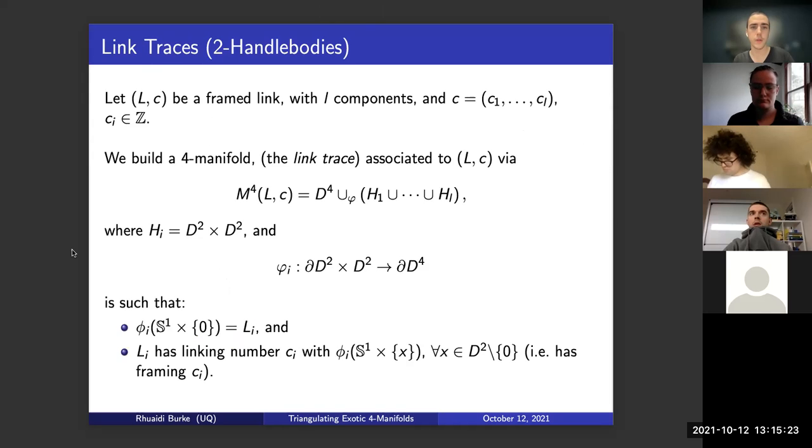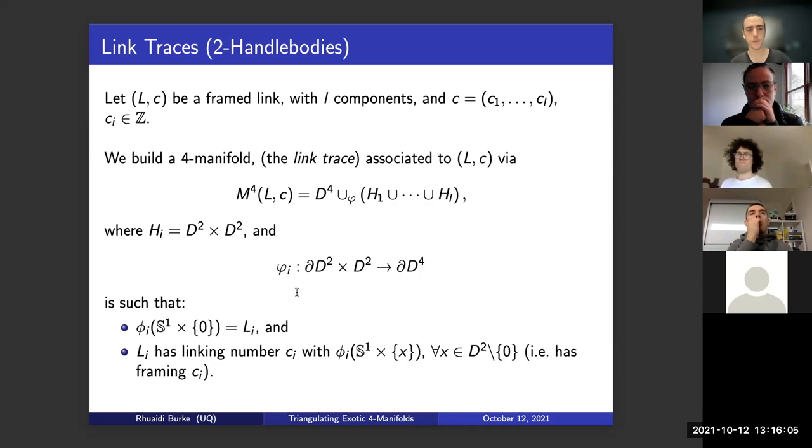So here's a particular class of 4-manifolds associated to framed links. Given a framed link, we can build a 4-manifold from this, sometimes called the link trace or the knot trace, depending on who you talk to. It's built as follows. Take a copy of the 4-ball, so just D^4, and we glue on copies of D^2 cross D^2 via this embedding. Basically, this map sends us from the boundary of one of the components of D^2 cross D^2 into the boundary of D^4. So the boundary of D^2 is just S^1, and the boundary of D^4 is just S^3.